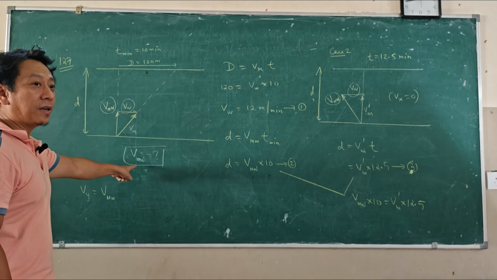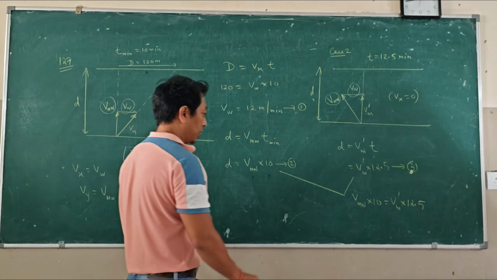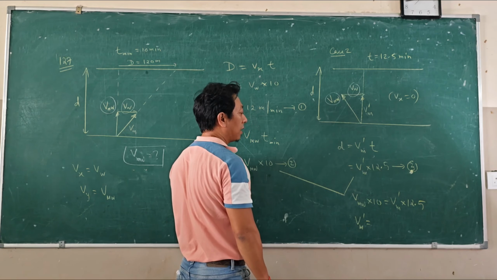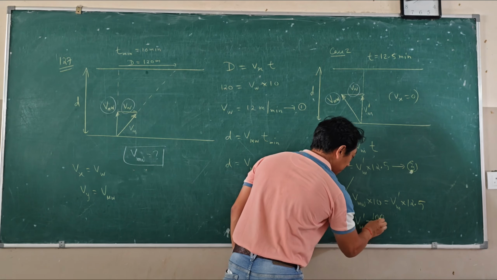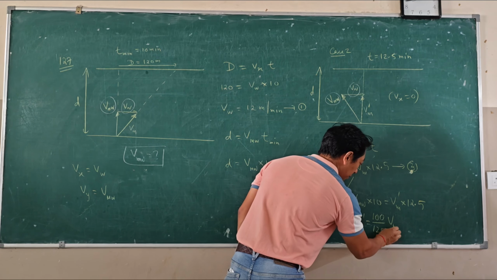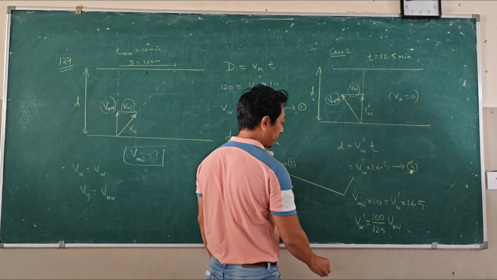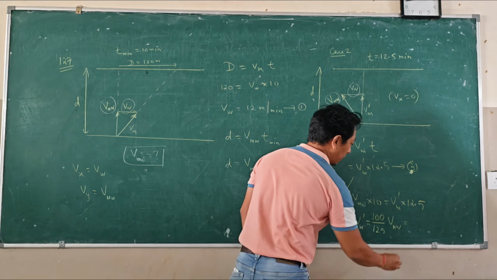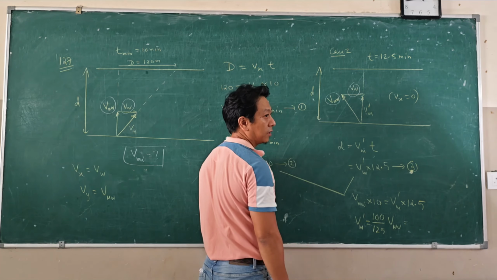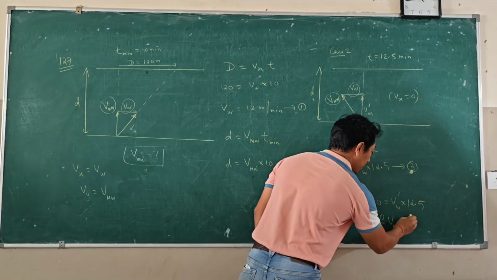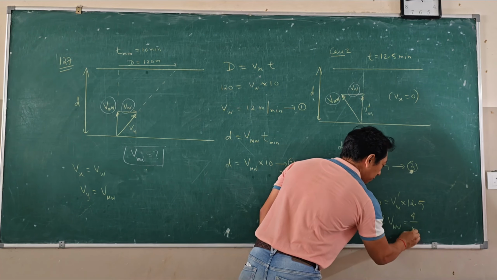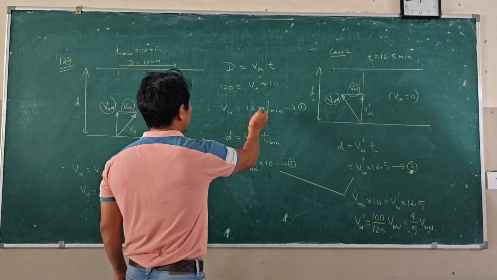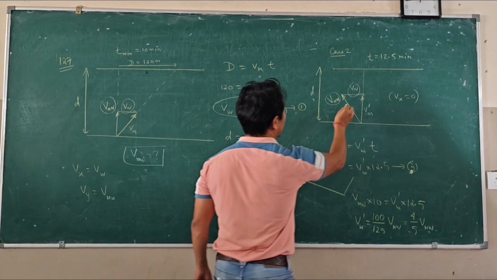Remember, my aim is to find Vmw. So Vm dash will be what from here? 100 by 125 into Vmw. How much will it be? 0.8 means 10 by 8, 5 by 4. Right? 4 by 5. So 4 by 5 Vmw. Okay, students. And this Vw which I measured is the same as this Vw.